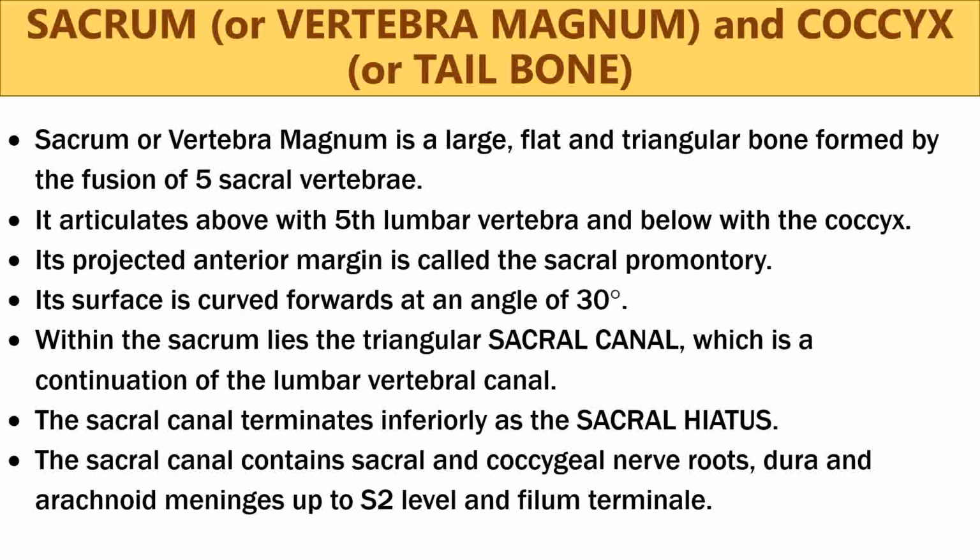The coccyx or tailbone is a triangular bone formed by the fusion of 4 rudimentary coccygeal vertebrae. It is the last segment of the vertebral column and is a vestigial tail-like structure.